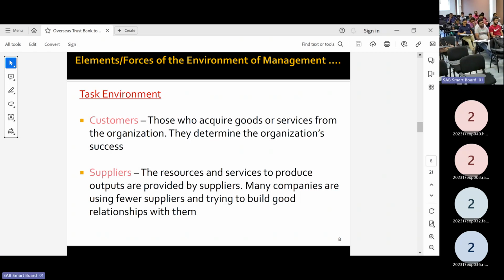The suppliers provide resources and services to produce outputs by the organization. Many companies have a few suppliers, not only one, to minimize the risk. But importantly, whatever the number of suppliers, the company should be able to maintain good, close relations with the suppliers. That is what we discuss as one buzzword under the contemporary management thoughts. What is that? Supply relationship management, SRM.